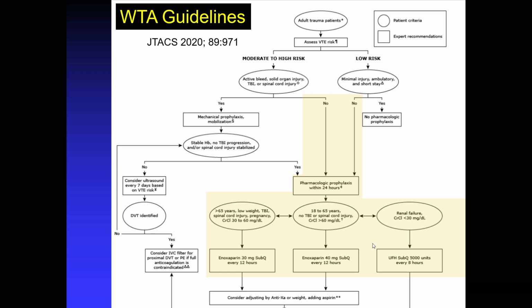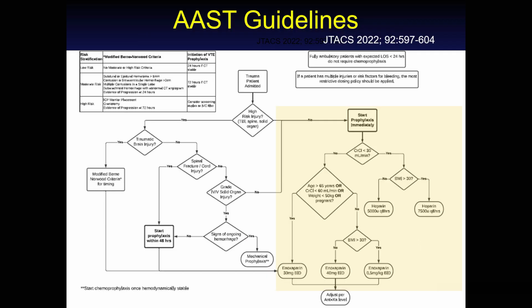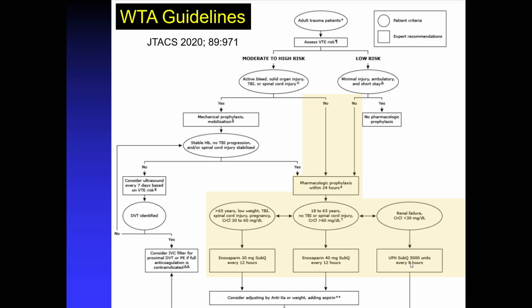Unless contraindicated by renal failure, chemical prophylaxis should be with low molecular weight heparin, Lovenox, or in some instances Fragmin, depending upon what your pharmacy purchasing agreements are. And this should be done in an age and weight-based fashion. The AAST guidelines emphasize adjustment of dosing in obese patients more than the Western Trauma Association recommendations.